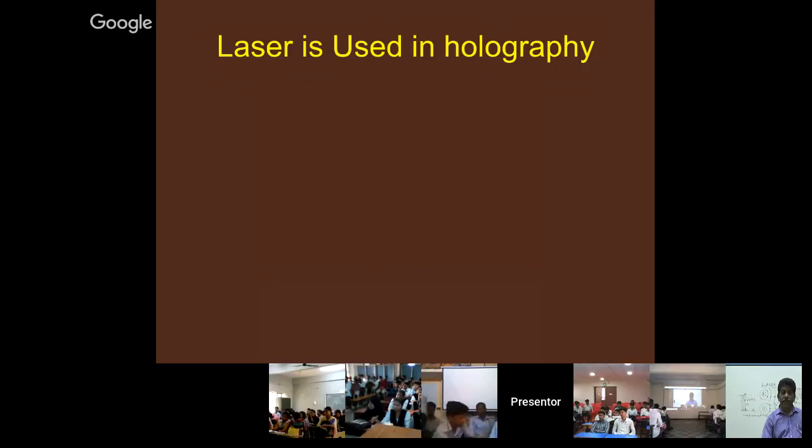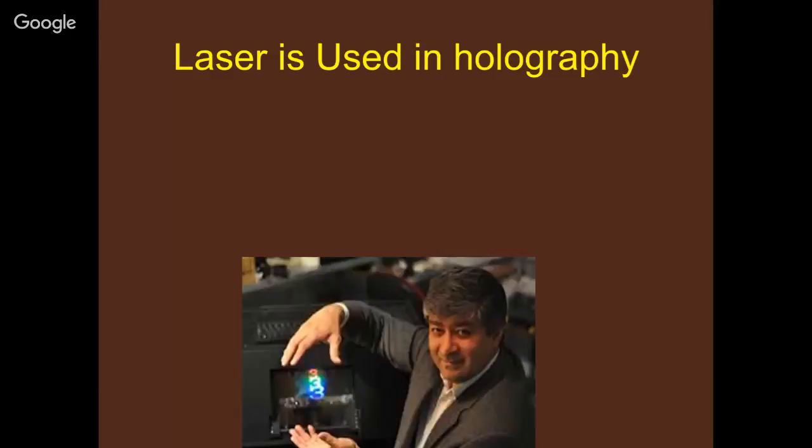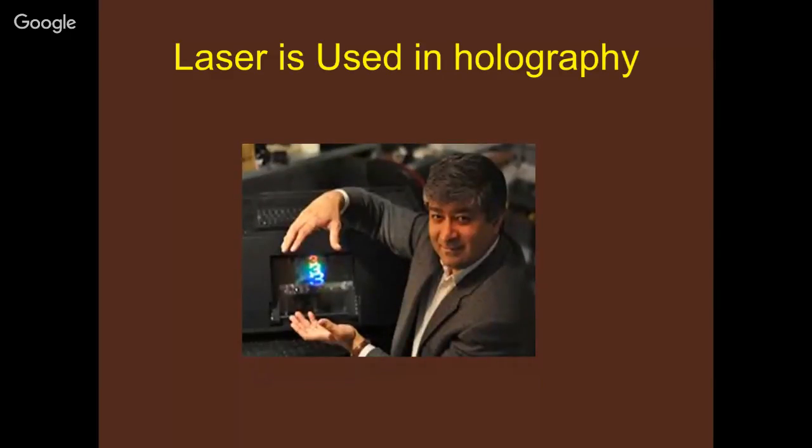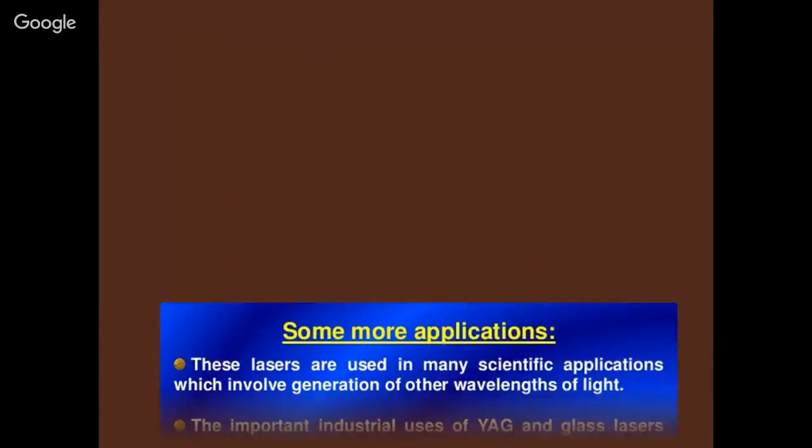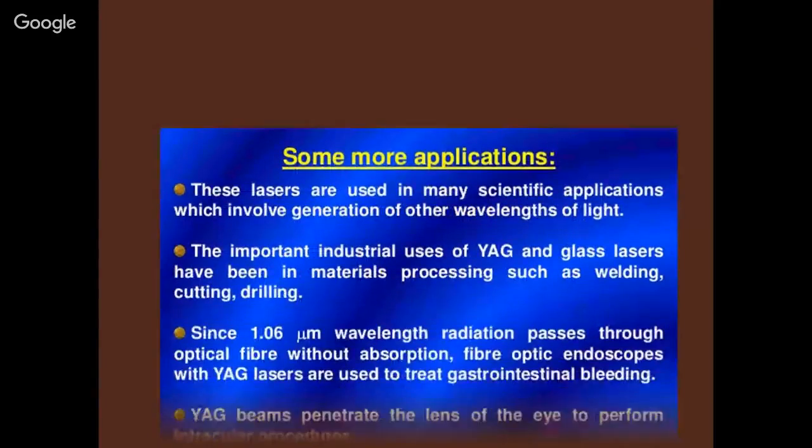Laser is used in holography, the three-dimensional photography, which is quite common. Whatever photograph we are using, and even the picture you are seeing on your mobile, is only two-dimensional. But three-dimensional photographs are also available, which we call holograms. And in order to get a photograph in three dimensions, we use not ordinary light but laser beams. So some more applications are there.